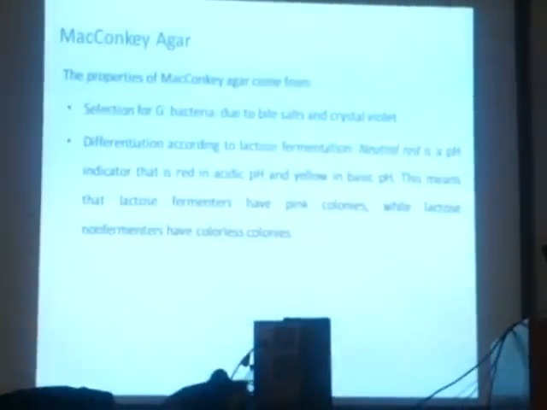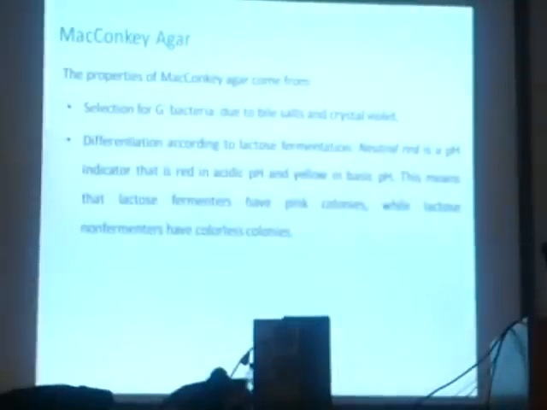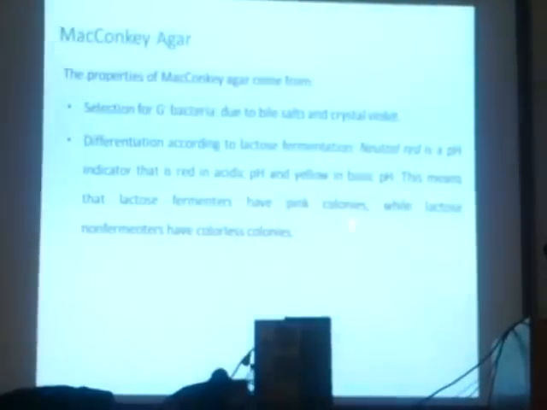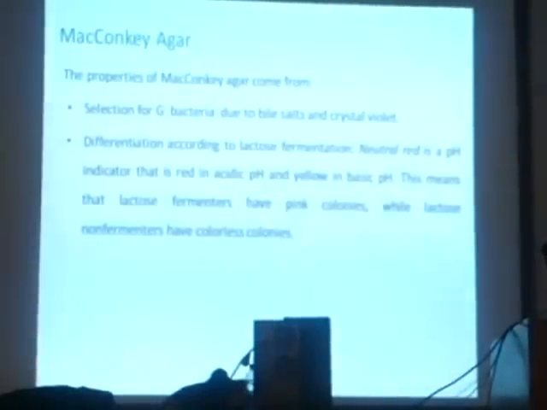Now, neutral red is a pH indicator. Whenever we see a pH indicator, we must know what color it takes in acidic pH and in basic pH, right? In acidic pH, it is red. In basic pH, it is yellow or colorless, okay? It means that lactose fermenters, sugar fermentation in general, will lead to a drop in pH, an increase in acidity. So lactose fermenters have a pink color, because of the red discoloration, closer to pink. Lactose non-fermenters have colorless colonies.